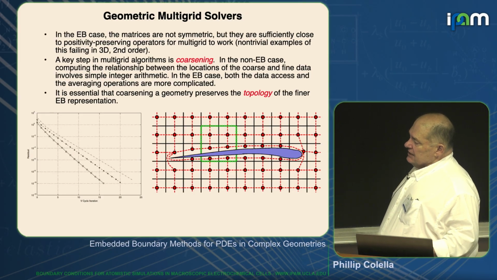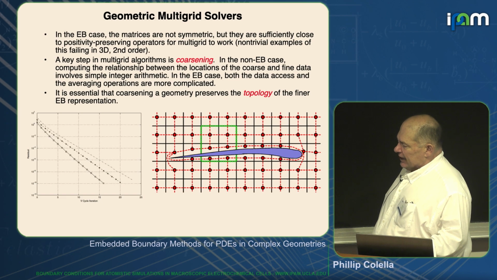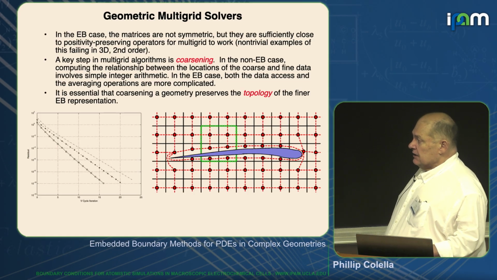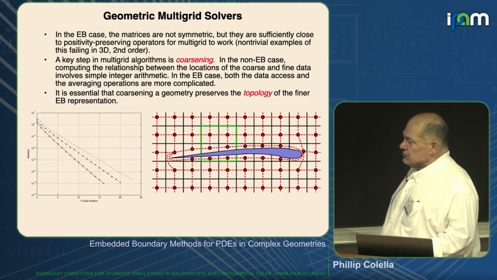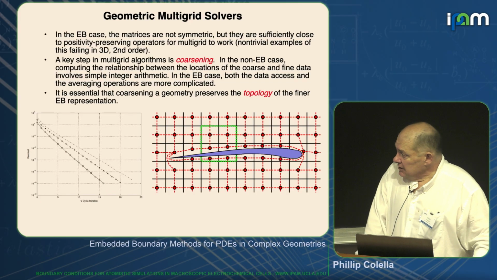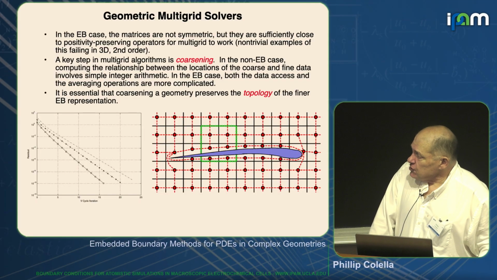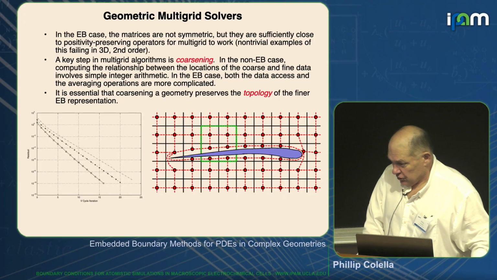Well, in this case, that gives you 2 control volumes. Why? Because nothing connects across this boundary, this region here to this region here. So you will get one control volume coming from these 4 fine control volumes, and one control volume coming from these 2 fine control volumes. So coarsening has to respect the topology of the finer EB representation, or it's just hopeless.